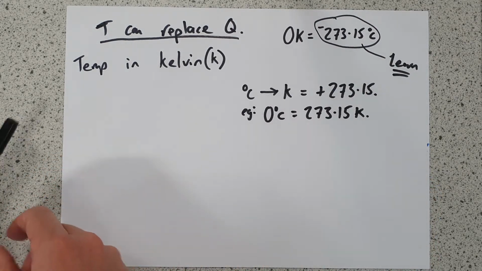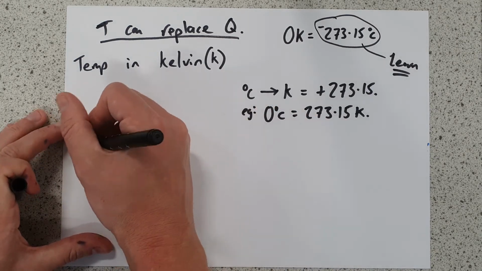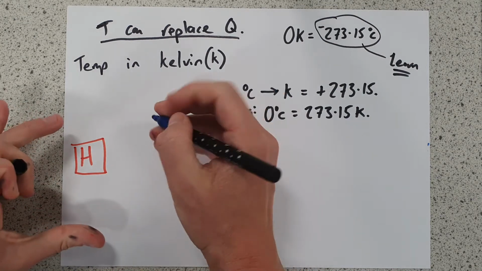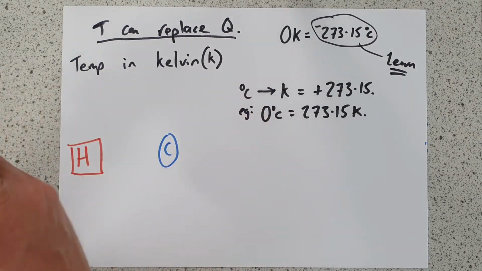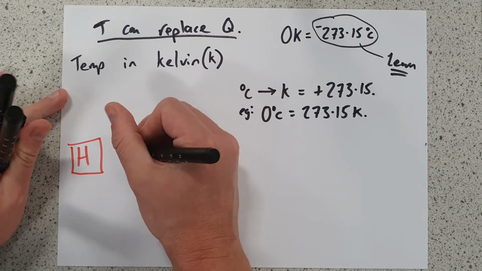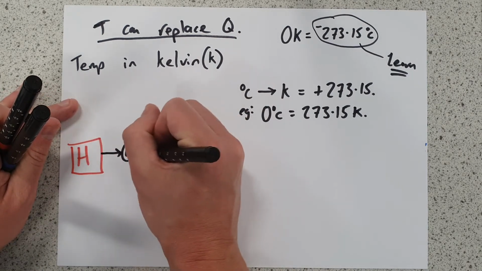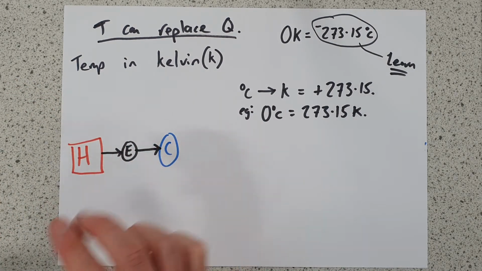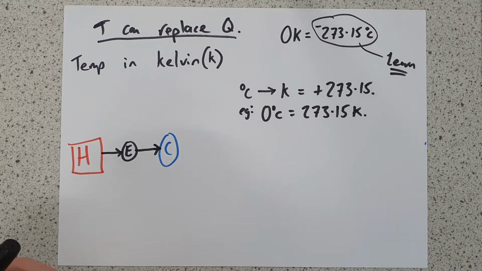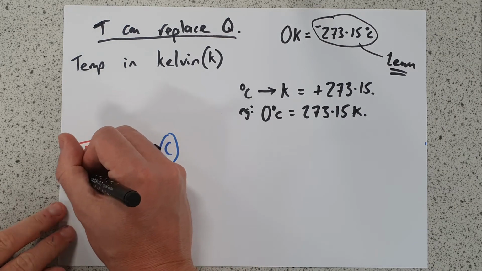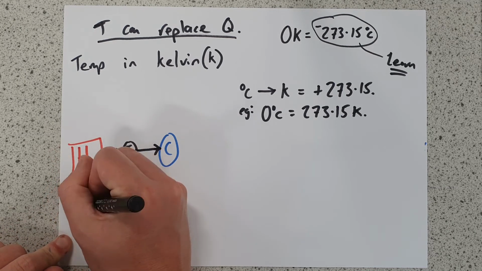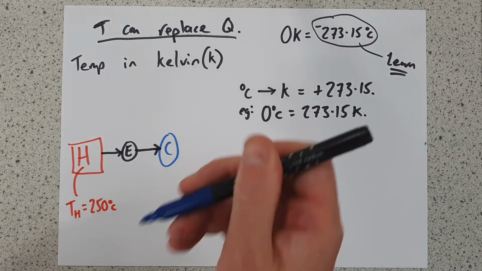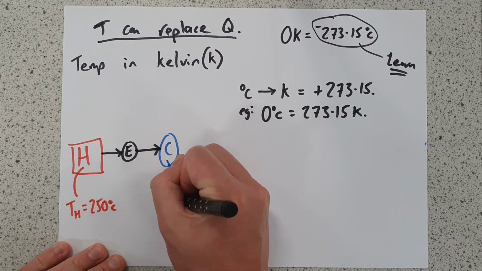Now, where a question could come with this, so again, hot source, cold sink, engine in the middle, energy transfer, like so. It's not always possible to know the energy transferred from here to here to here to here. So what we might note down instead is we might know the temperature. So the temperature hot could be 250 degrees Celsius, and the temperature cold might be 40 degrees Celsius.